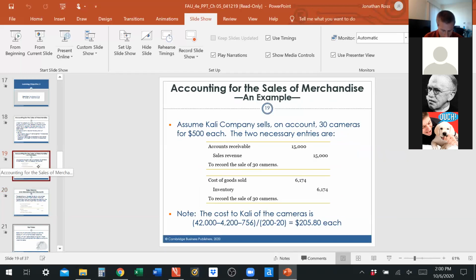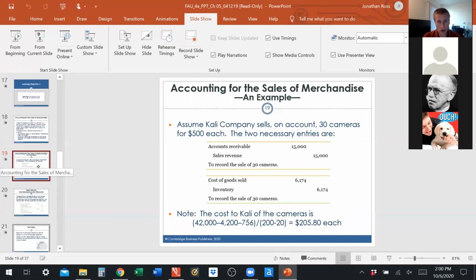So we had originally debited accounts receivable for the 30 cameras value and credited sales revenue for the 30 cameras, but now they're returning 5 of them. So we're going to credit accounts receivable for 5 cameras worth. They no longer owe us 5 times 500. They no longer owe us $2,500. They still owe us $500 for 25 cameras, but not $500 for the 5 that they returned. So we reduce accounts receivable by $2,500 with a credit.